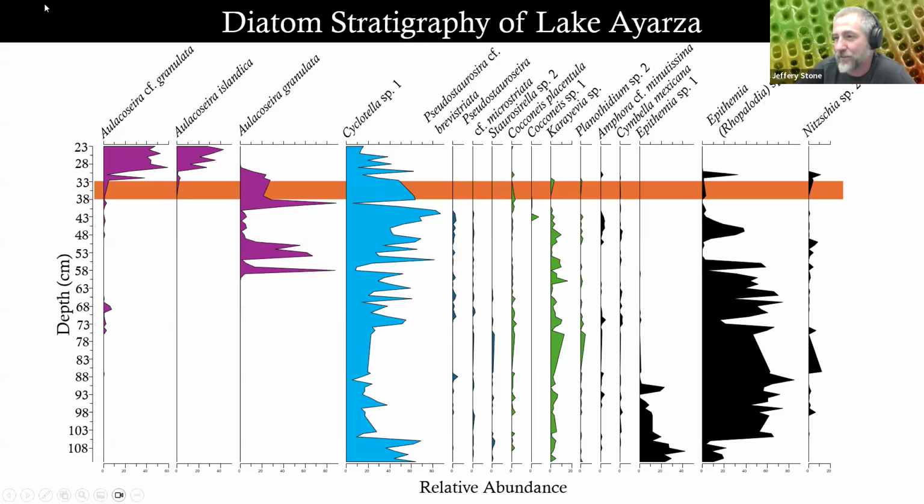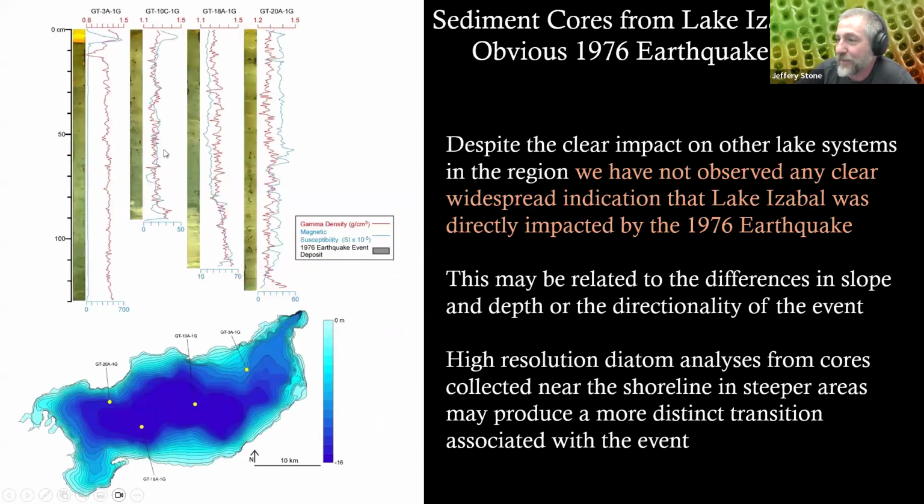We're looking at a bunch of these records to try to see if there's more examples of tectonically driven eutrophication events associated with these events. This is the 1976 earthquake, and this is our record from Lake Izabal. What you don't see is a very clear layer that's the same across all of our cores. So there's actually no clear observed widespread indication that the earthquakes are playing a direct role in terms of the eutrophication of this lake system, at least that we've been able to detect so far.